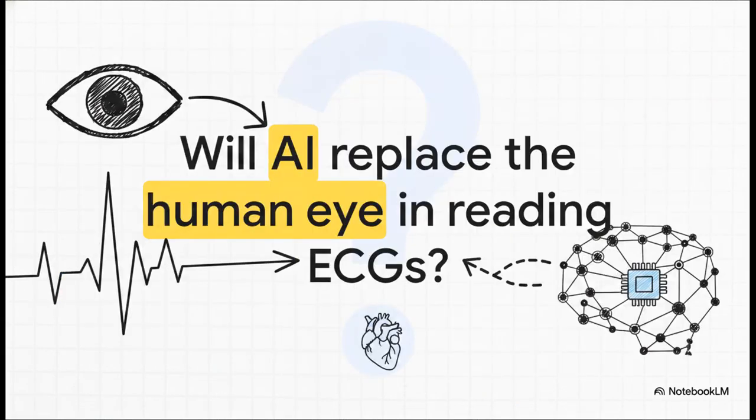Which leaves us with a really fascinating question to ponder. We've traced this whole journey from a tiny cellular spark to vectors moving in a 3D space, to diagnosing a silent heart attack on a piece of grid paper. But as technology rapidly evolves, do you think AI will eventually replace the human eye in reading this beautiful, complex electrical language? Or will the nuance and variability of the human heart always require a human touch?